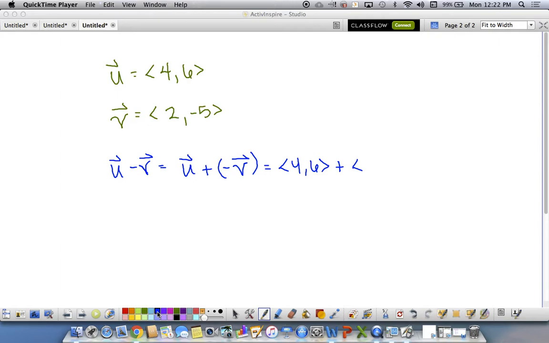So if this is v, what is negative v? What are the components of negative v? It's the opposite, remember? Negative 2, positive 5. Because this is u, and this is my v. That's a negative v. So when we add them together, 4 plus negative 2 is 2. 6 plus 5 is 11. Okay? Could we put it in a parallelogram?